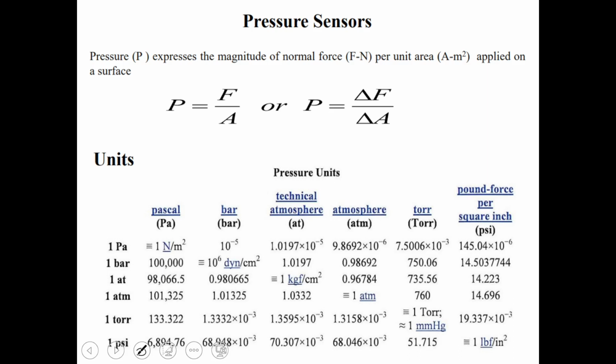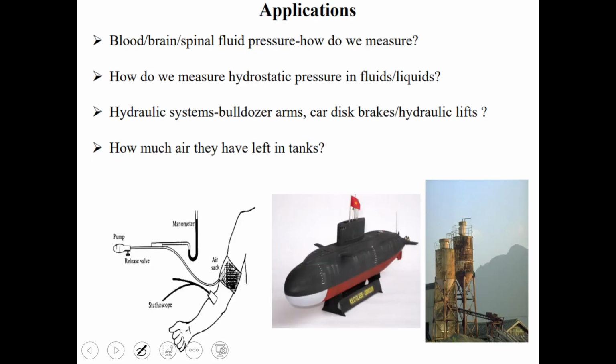So pressure expresses the magnitude of normal force per unit area. So it is P equals F by A, with different units: pascals, bar, atmospheric pressure, torr or psi, that is pound force per square inch. This is the conversion from one unit to another, where 1 Pascal equals 1 Newton per square meter, or 10 to the power minus 5 bar. This is just the conversion unit for your reference.